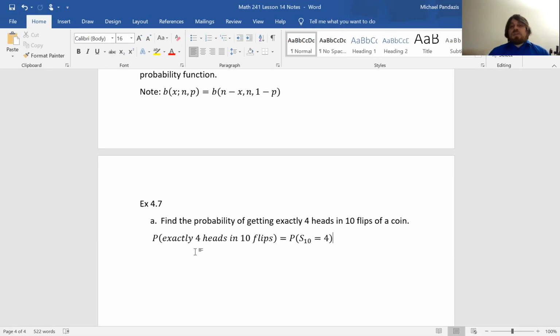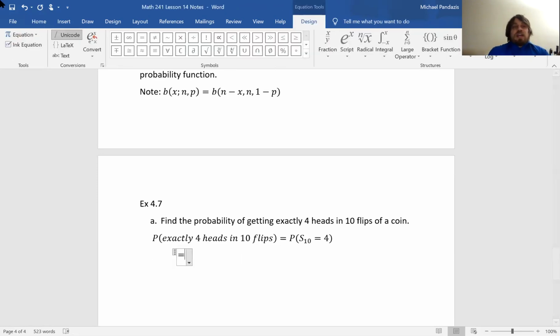Make sense? So we want to know the probability of S of 10 equal to 4. And so you don't even have to think about flipping coins anymore now. You now see the experiment as just being exactly 4 successes in 10 Bernoulli trials. Well, how do you calculate that probability?